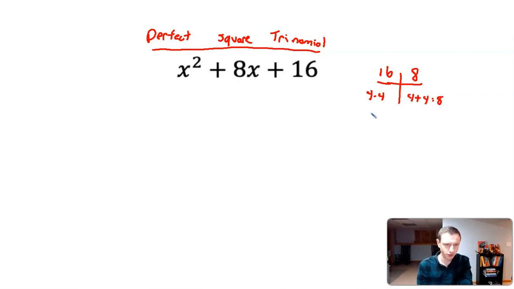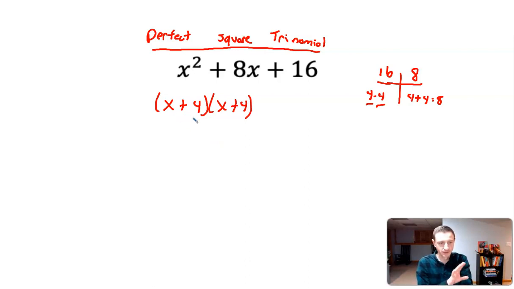So here's what that perfect square trinomial means. 4 times 4. So what we would have is, and they're both positive, positive and positive, x plus 4 times x plus 4. Same factors. So what a perfect square trinomial can be rewritten as is x plus 4 squared. That's what a perfect square trinomial tells you, that since they're the same, I could just write this as x plus 4 squared.